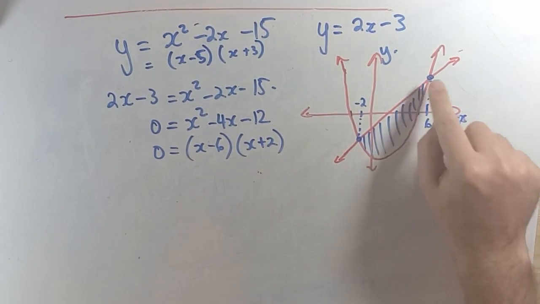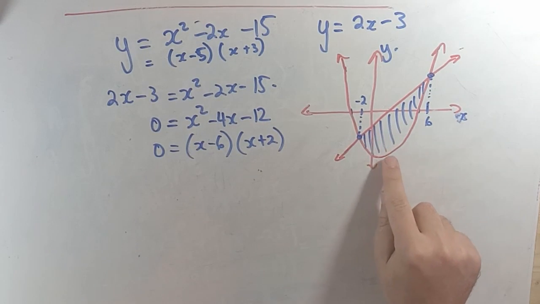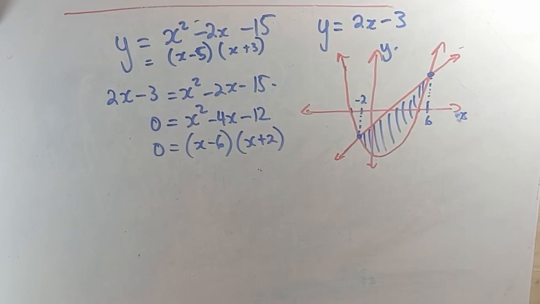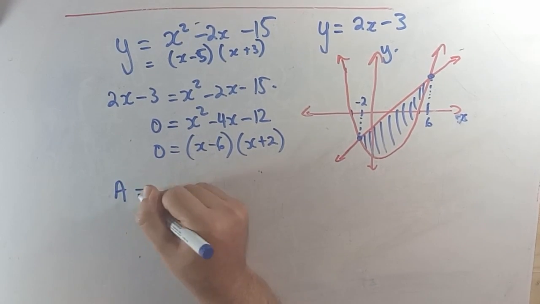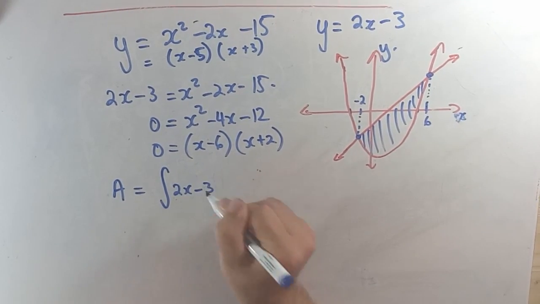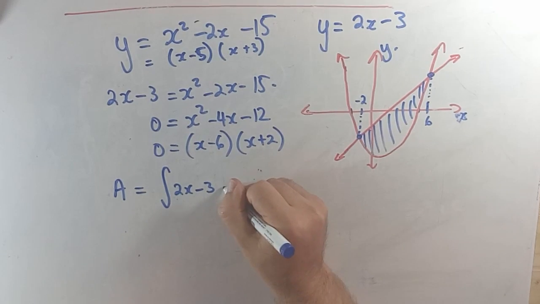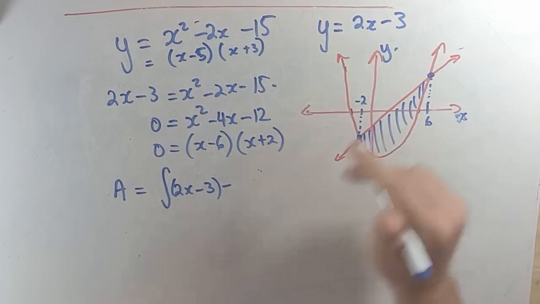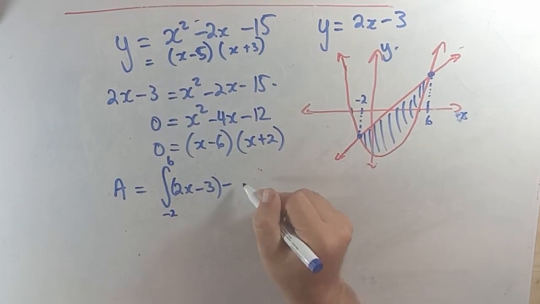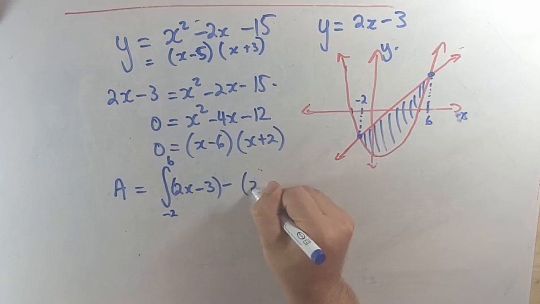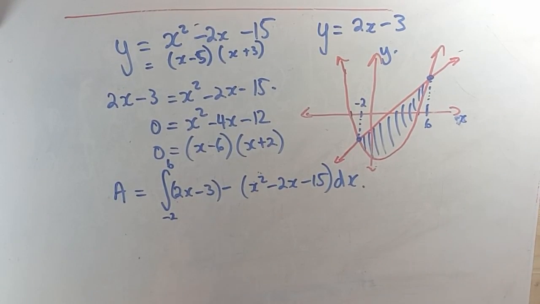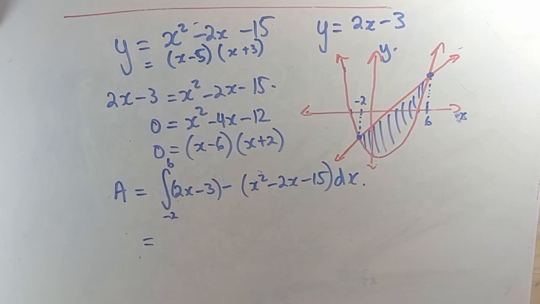All right, so what we can do when we integrate here, we can get the top curve, which is the straight line, minus the bottom curve. So the area between two curves is going to equal the top curve, which is 2x minus 3, it's on top, minus the bottom curve in those integrals. So this is between -2 and 6, our intersection points. We want minus (x squared minus 2x minus 15) dx. Top curve minus the bottom curve between the intersection points, and that gives us the area.